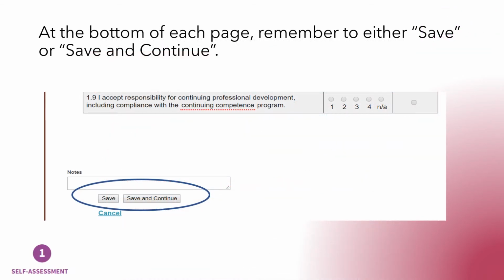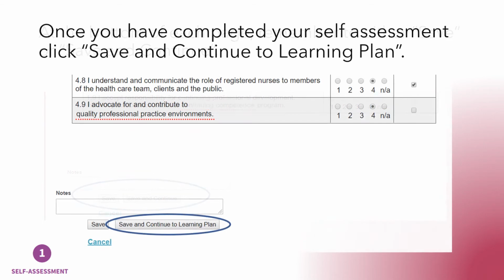At the bottom of each page, you can either save and exit or save and continue to the next standard. Once you have completed your self-assessment against all 4 standards, click Save and Continue to Learning Plan. You also have the option to save and exit at this point as well. If you have not self-assessed against all indicators, you will not be able to move on to the learning plan.